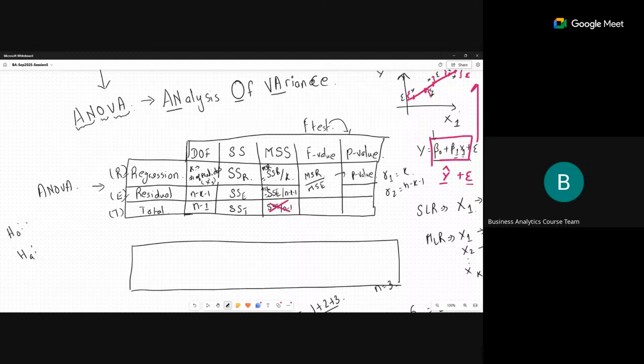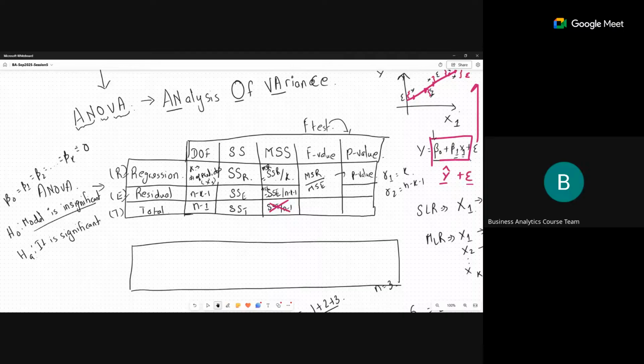So the null hypothesis is that the model is insignificant. That is your null. And the alternative is that it is significant. So what does "the model is insignificant" indicate? It says beta 0 equal to beta 1 equal to beta 2 equal to whatever equal to beta k. All of these are 0.